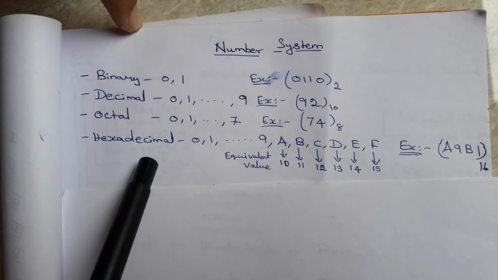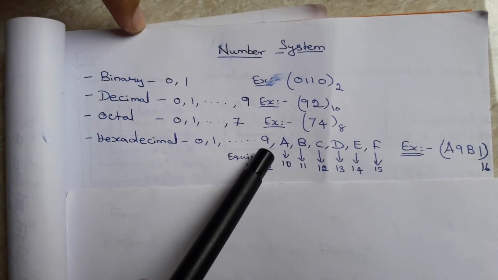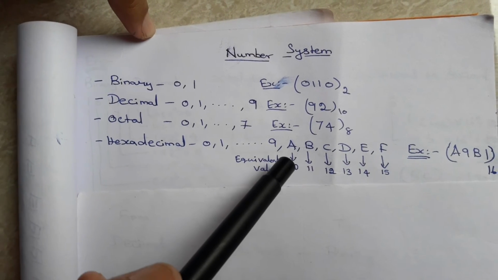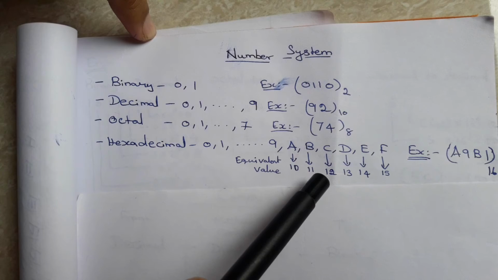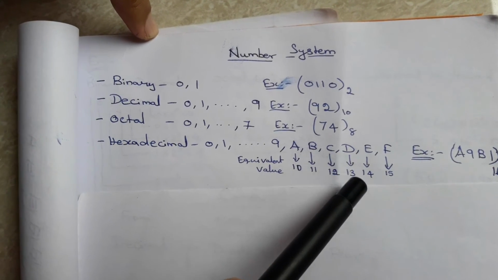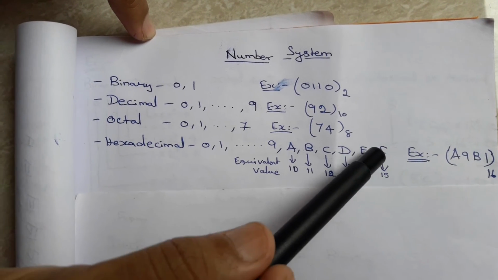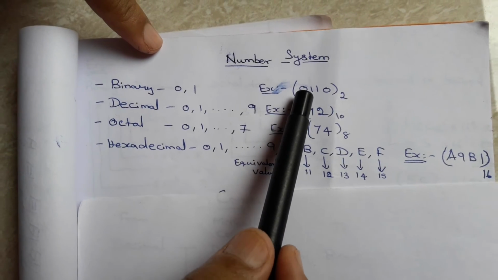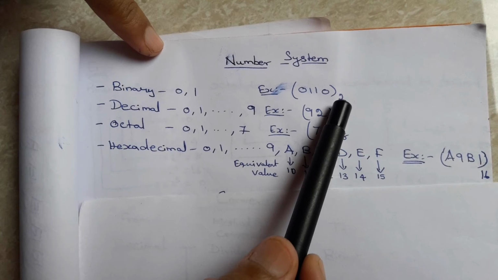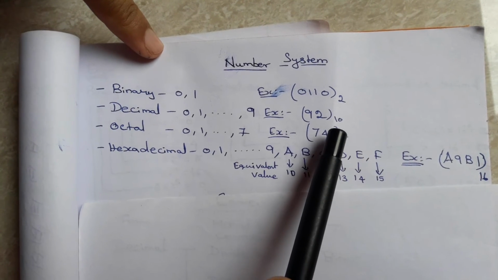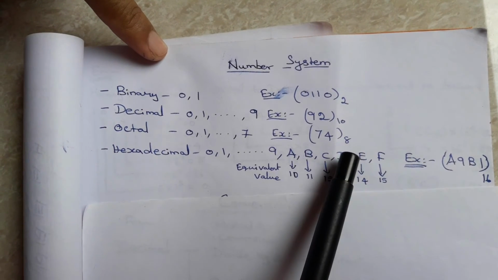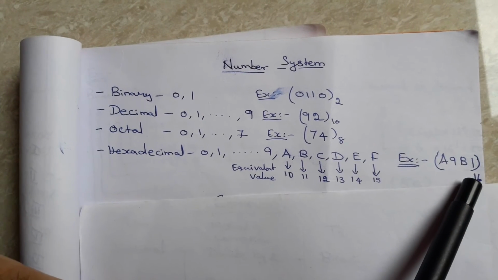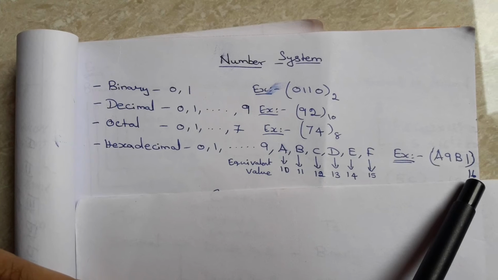So the hexadecimal is represented from 0 to 9 and also using the letters A, B, C, D, E and F. The equivalent value of A is 10, likewise for B it is 11, C 12, D 13, E 14, F 15. So the example for each representation is given over here, and if it is binary it will be represented using base 2, if it is decimal it is represented using 10, if it is octal it is represented using 8, and if it is hexadecimal you will represent using the number system 16.